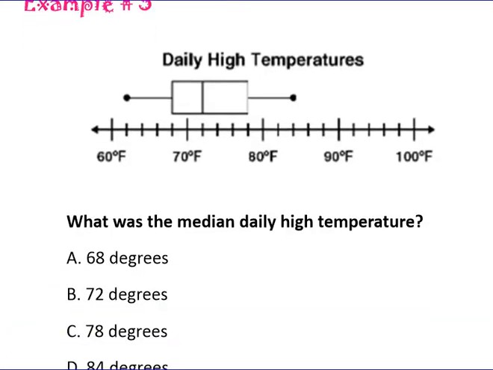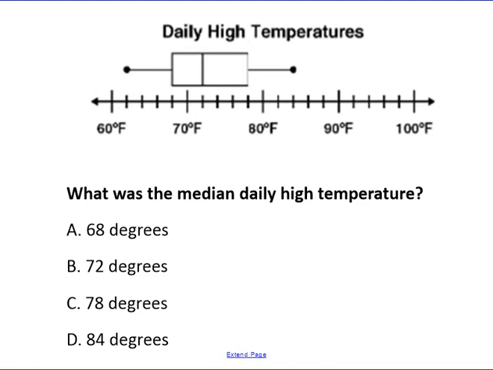All right, example 5. What was the median daily high temperature? So first off, where can you find the median on this box and whisker plot? Well, the median is this center line going down the middle of the box. Now, what number does this right here correspond to? Well, if this is 70 and this is 80, how are they counting in between? By ones, by twos, by threes, by 0.5s? How do we know? So let's count by ones.